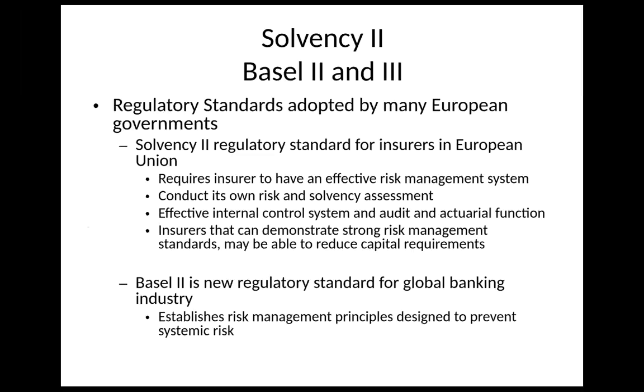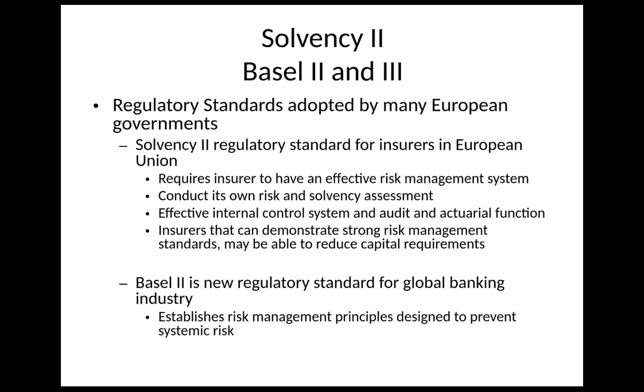Going to the lesser known standards, Solvency II and Basel II and III. These are regulatory standards adopted by the European government. Solvency II is the regulatory standard for insurers in the European Union. The basic requirement is that it requires insurers to have an effective risk management system and to conduct their own risk and solvency assessment. Think of that as the too big to fail assessment, but on the insurer side. They have to have effective internal control systems and audit and actuarial functions.